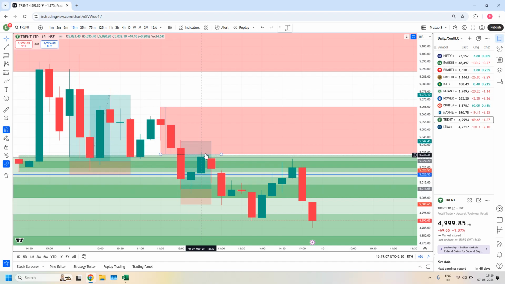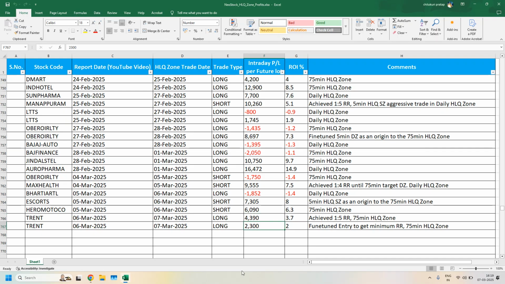Anyway, from this newly created 15 minutes supply zone, what is the profit we got? We got 2,300 rupees, and you got 2% ROA. But profit is a profit. Maybe it is small, but good. Profit is a profit. Both together, you would have got 5.7% on your capital.